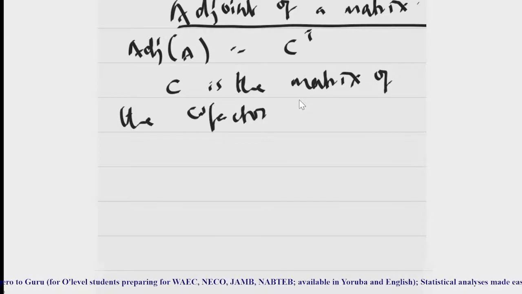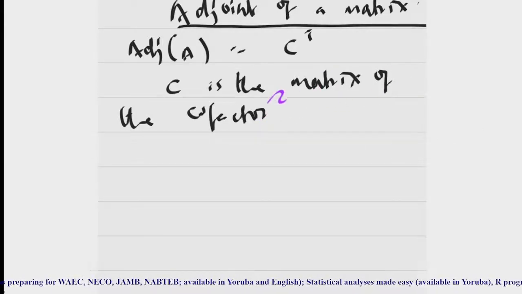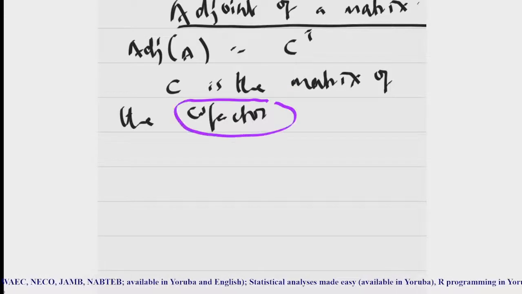Recall I explained what cofactor means in my previous video. I said the combination of the minor as well as the sign on it is your cofactor. So when you generate a matrix that contains these cofactors, we have our C. Then after that, you find the transpose of C, and that gives you the adjoint of A. So let me give you an example so that you understand what I'm trying to say.